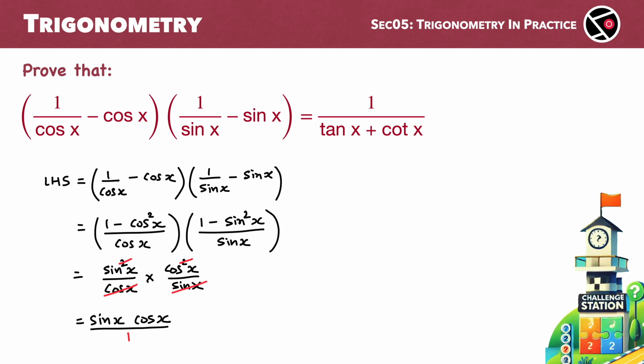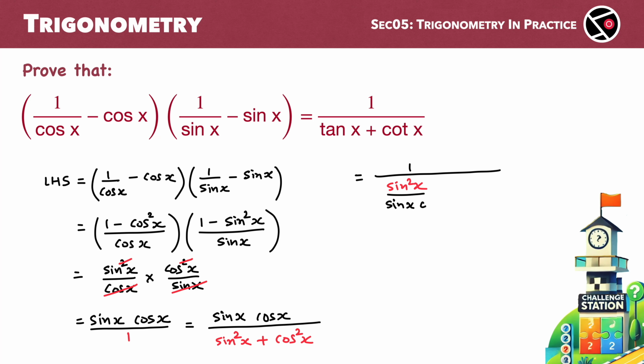Simply replace the 1 in the denominator with sin²x plus cos²x. Then, to have 1 in the numerator, we divide both the numerator and the denominator by sin x cos x. We do all this so that the expression aligns with the right hand side. The key is to keep your target, the other side of the equation, in mind while proving the identity.